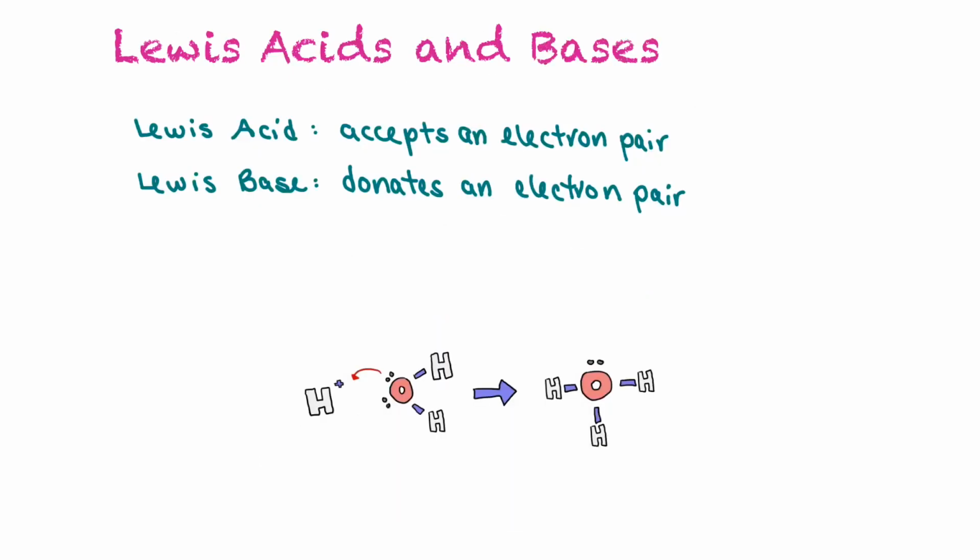Under the Lewis definition of acids and bases, a Lewis acid accepts an electron pair, and a Lewis base donates the electron pair. So in this example, water is acting as the base, and it's donating an electron pair to a proton, which is acting as the acid, to form hydronium.